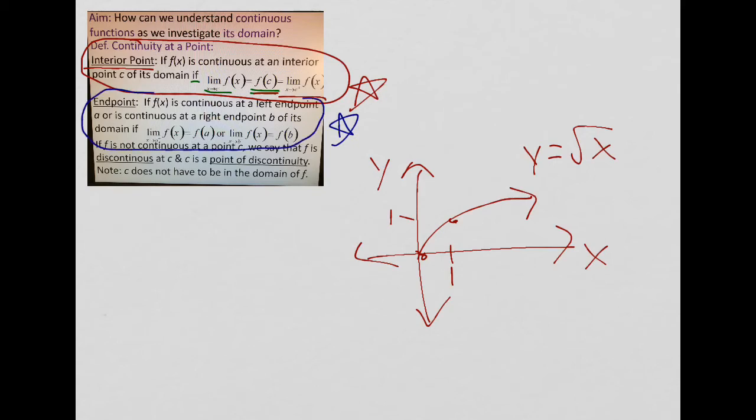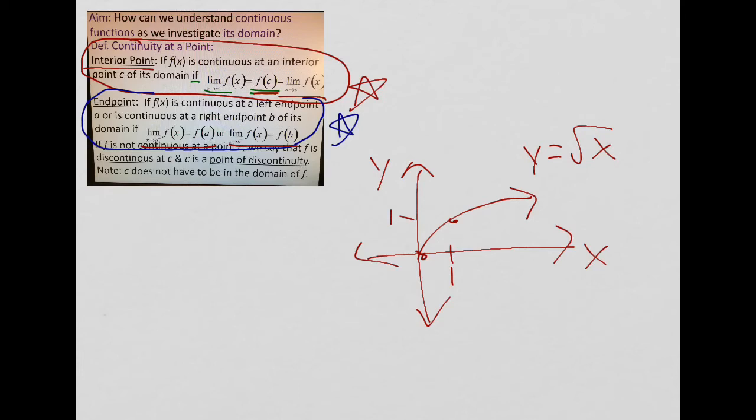So to say your function is continuous at an endpoint, okay, a left endpoint, we'll call it a, or it's continuous at a right endpoint, let's call it b, of its domain. If you're proving the left endpoint, then the limit of f of x as x approaches a from the right will equal f of a. If you're proving a right endpoint, you would have to state this. The limit of f of x as x approaches b from the left equals f of b.